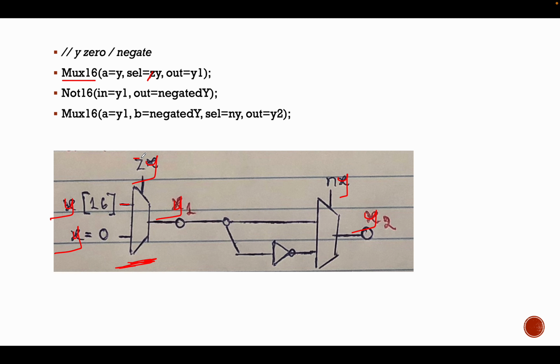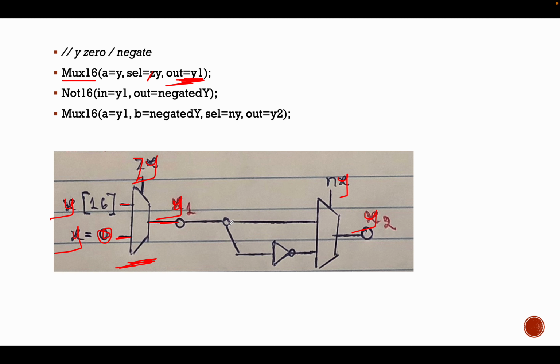So this is the selection bit, and so y equals 0 basically is saying that if zy is true, then we set y to 0. So that's why we put y equals 0, and then whatever comes out is equal to y1. Yeah, we name it as y1. So that's the result from the first multiplexer.